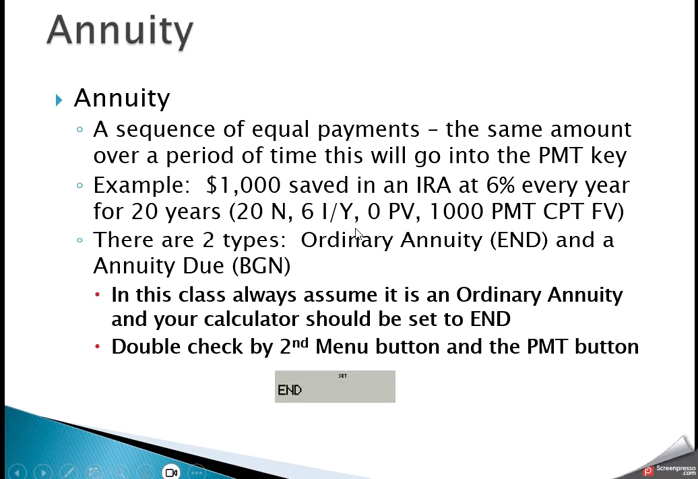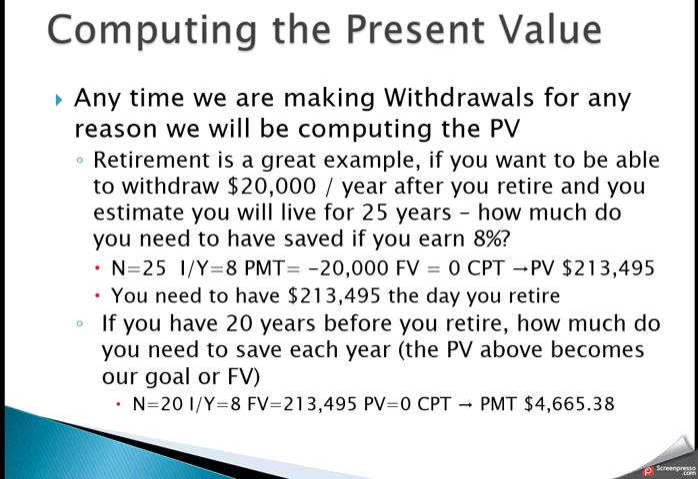There's two different annuities: an ordinary annuity and an annuity due. The calculator is going to come set to end, which is an ordinary annuity, so we're going to use that. The textbook does have some annuity due, but I don't believe I've assigned those at all. So you should be fine just sticking to how your calculator is.